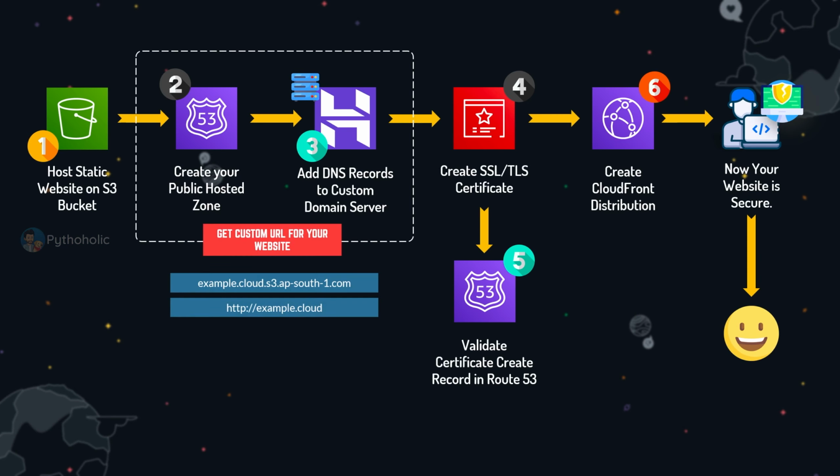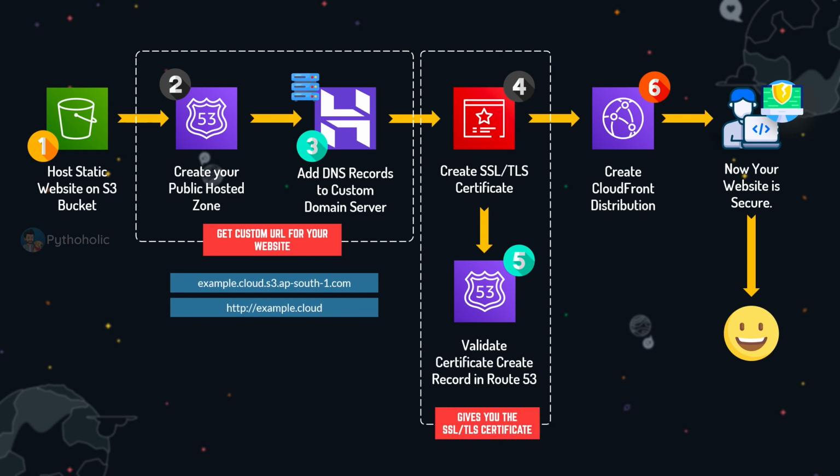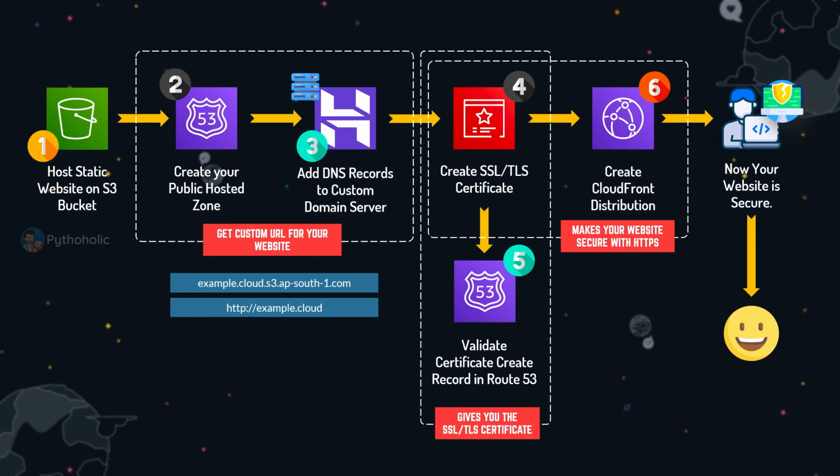This will be our first step, which will help us use our custom domain instead of the S3 bucket endpoint URL. Next phase will help us with the certificate generation. And the last step will help us host our website with HTTPS redirection.